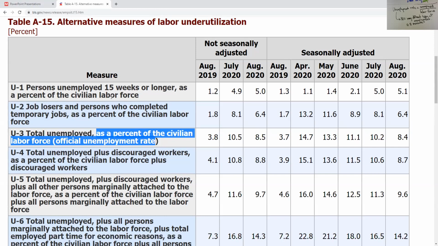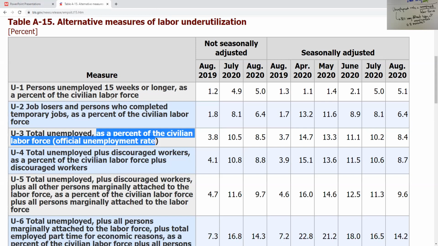So you'll get a random call. It'll be the government. They'll say, hey, we're from the BLS. We're doing this survey, blah, blah, blah. And they'll say, are you employed? You say, no, I'm a student. They say, okay, bye. But if you're not a student, then they say, are you employed? You say, yes. They say, okay, is it part-time? You say, yes. They say, okay, bye.